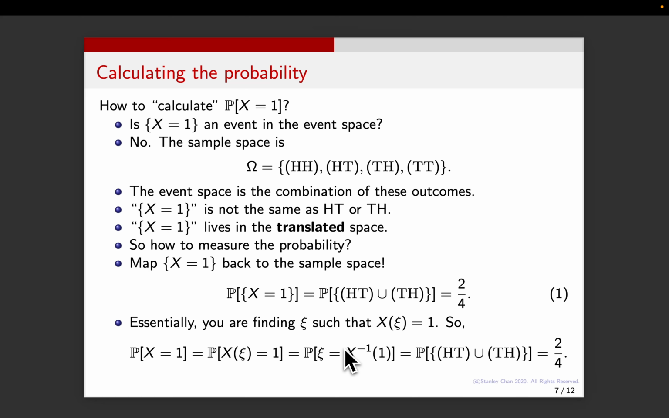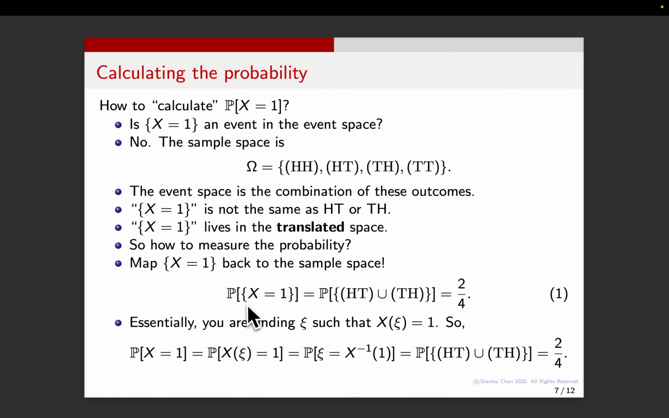And now if we have to calculate the probability that the random variable X takes the value 1, we'll have to go back in the event space. X equal to 1 lies in the translated space. We do this X inverse and look at this value 1. What events give you the value 1? So there you get HT and TH.